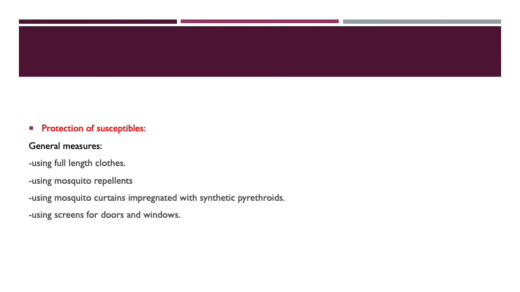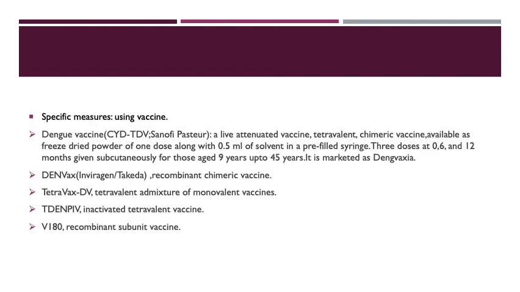Then is the protection of the susceptibles. General measures include using full-length clothes, mosquito repellents, mosquito curtains impregnated with synthetic pyrethroids, and screening of doors and windows. Specific measures against dengue infection is the use of vaccine.